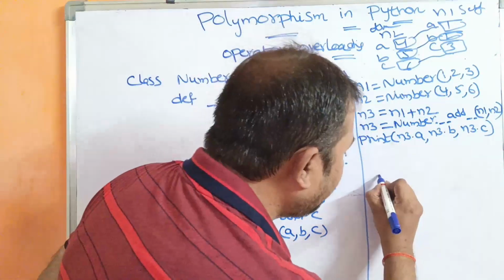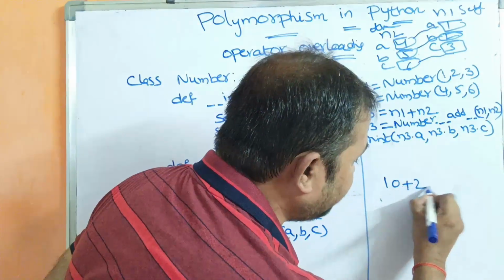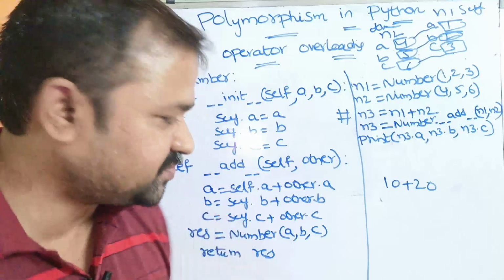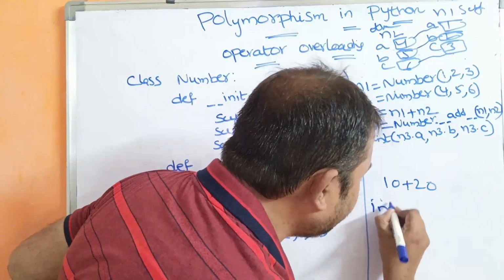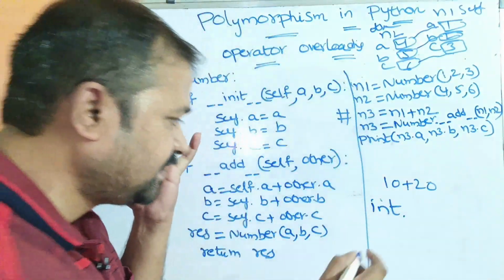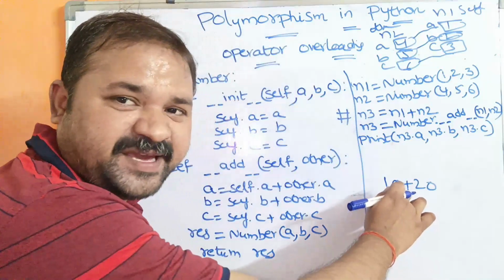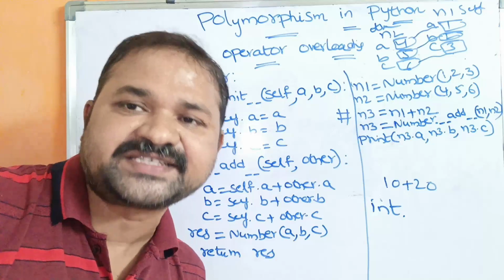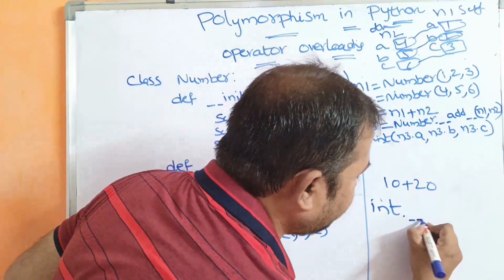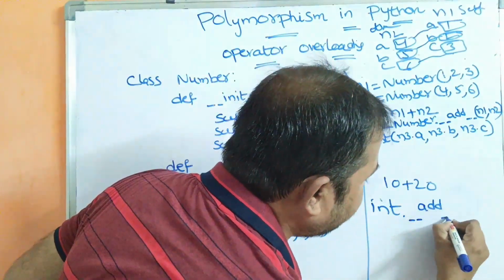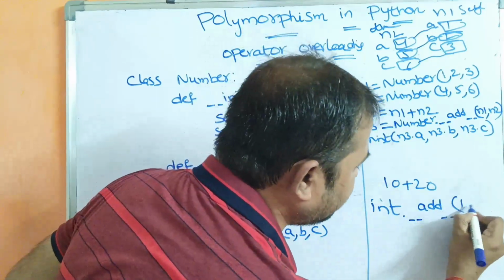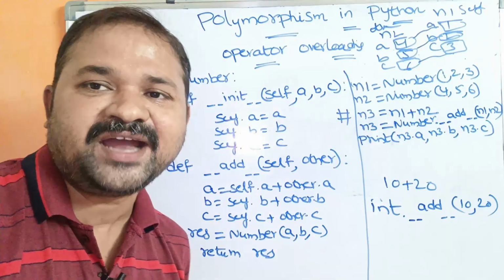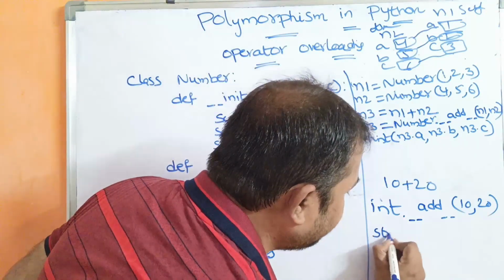Why? Because here actually we execute the statement 10 plus 20. Here what are 10 and 20? 10 and 20 are nothing but integer variables. So the class is int. We can write this statement as int dot, so which function will be called? Plus means automatically the add function will get executed. So underscore add underscore. What is the first parameter? 10, and what is the second parameter? 20.